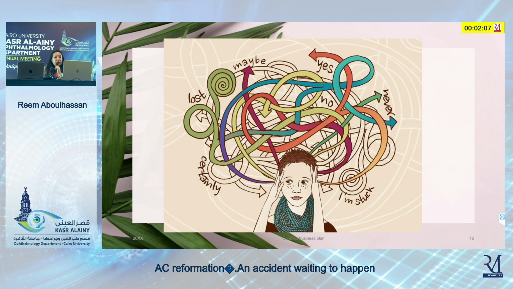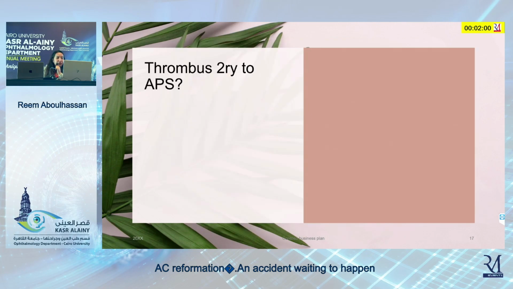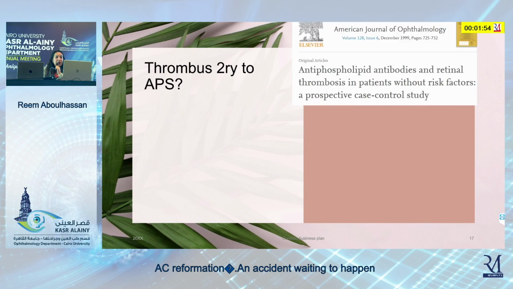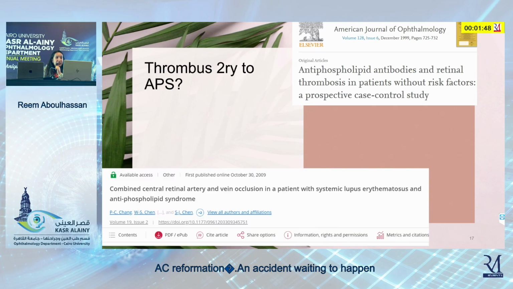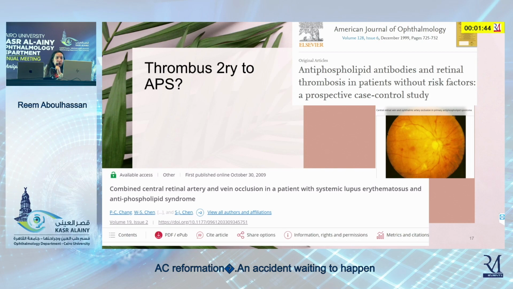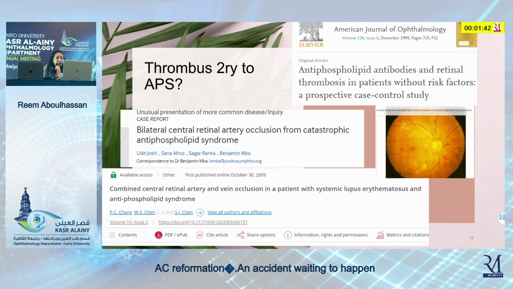So what was the cause of this artery occlusion? It's very important so we can save the other eye and actually save the patient's life. Was it a thrombus secondary to antiphospholipid syndrome? The patient stopped her aspirin 1 day preoperative and did not resume it after the surgery. However, on reviewing the literature, it's very rare and not even reported that a central retinal artery occlusion occurred in isolation in primary antiphospholipid syndrome. It's usually in combination with a vein occlusion or in the presence of systemic lupus.